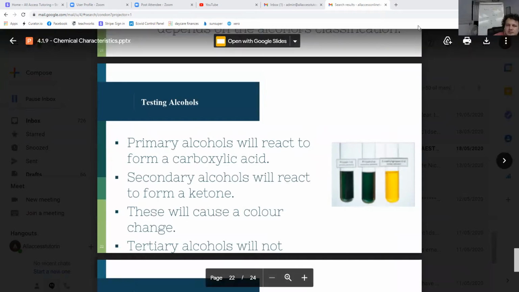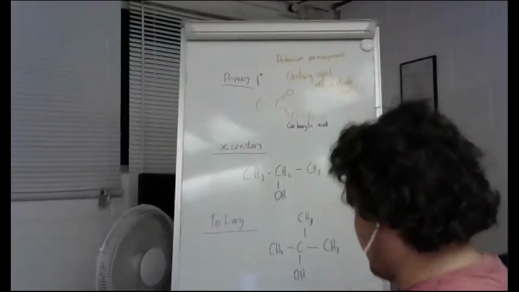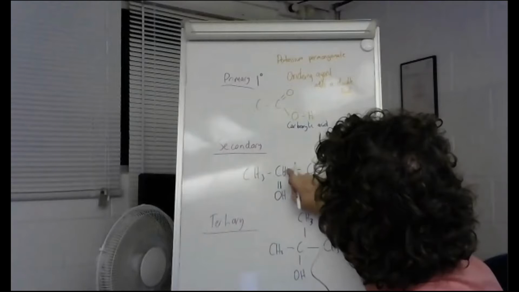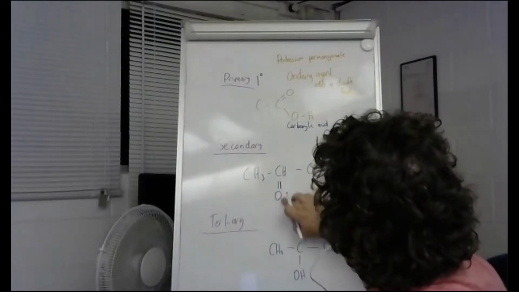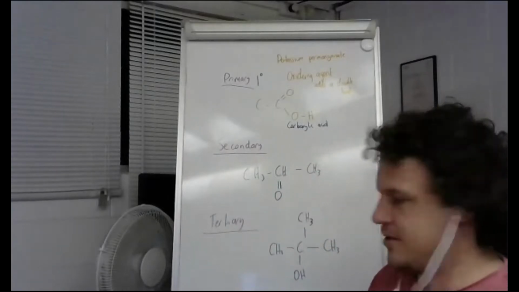The secondary alcohol will react, it will reduce this bond and produce a ketone.